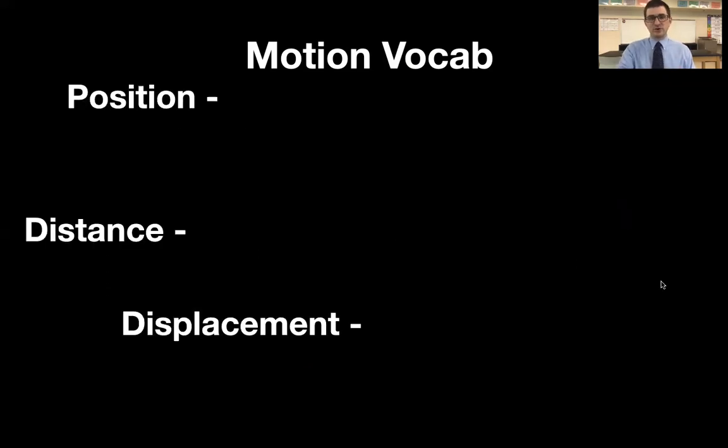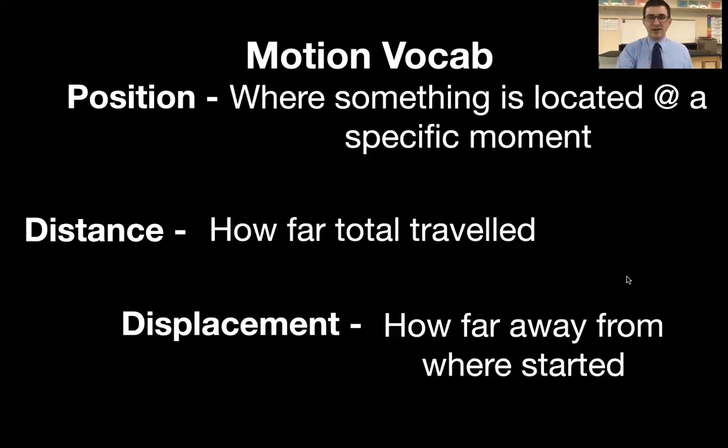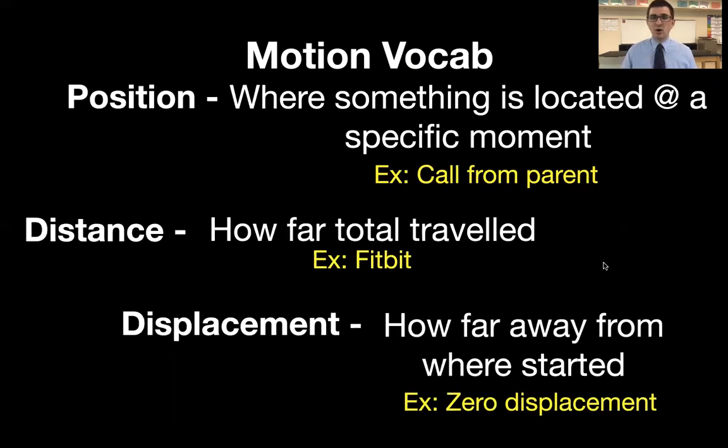Another example of similar terms are position, distance, and displacement. So much like a clock reading, a position is where you are at a given moment, whereas distance is kind of how far total that you've traveled, and displacement is a specific word for how far you are away from where you started. So some examples is you might need to give your position. Let's say you get a call from your parent and they say, "Where are you right now?" You have to say, "Well, I am exactly at this place. I am at my friend's house." And so then they know your exact position at a specific clock reading or a specific time.